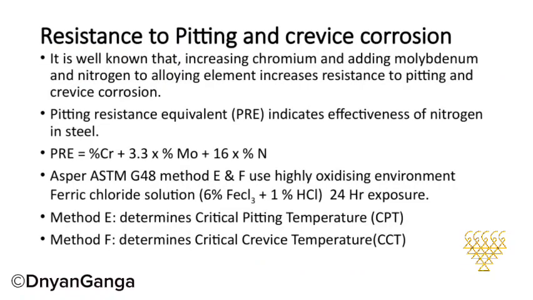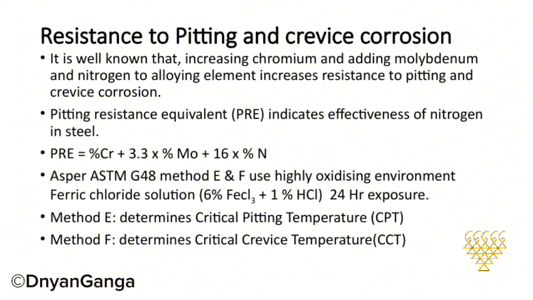So, it's well known that increasing the amount of chromium in an alloy, along with adding molybdenum and nitrogen, can significantly boost its resistance to pitting and crevice corrosion. These elements play a key role in making the steel more durable in aggressive environments.